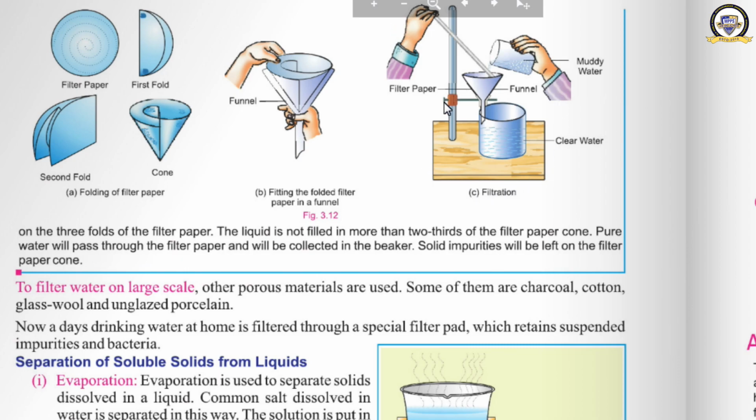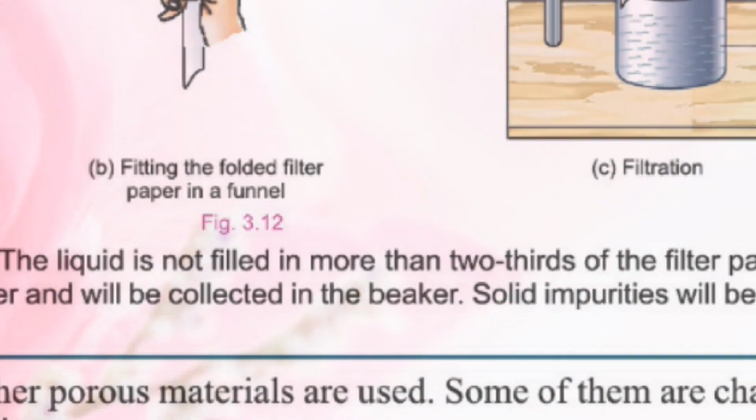This diagram shows the process of filtration in which we use filter paper, a funnel, the mixture which we have to separate, and then a beaker. Firstly, we will pour the mixture onto the filter paper. The filter paper filters the clean water out of the muddy water, and the mud just stays on the filter paper.